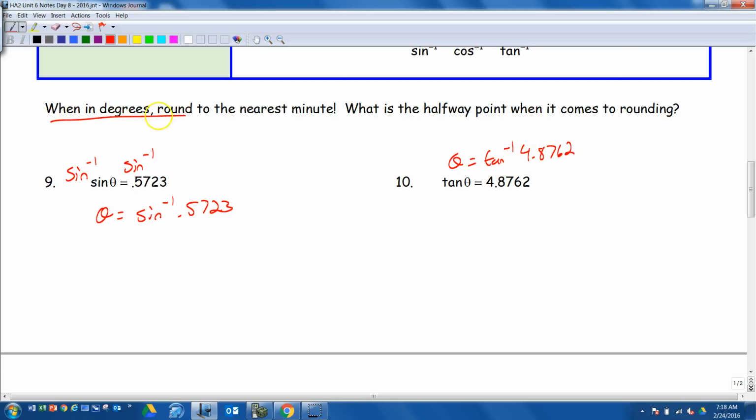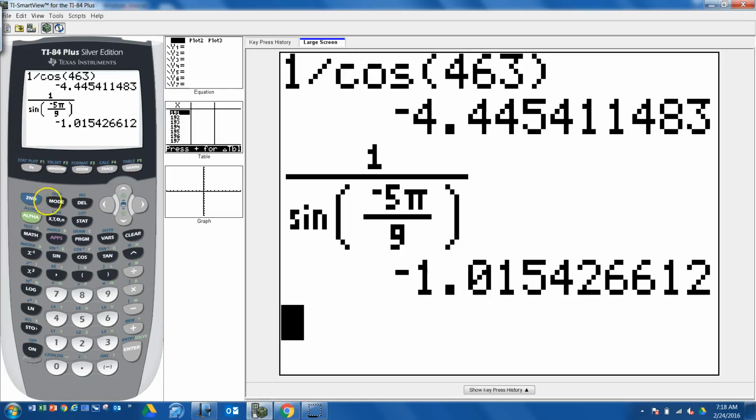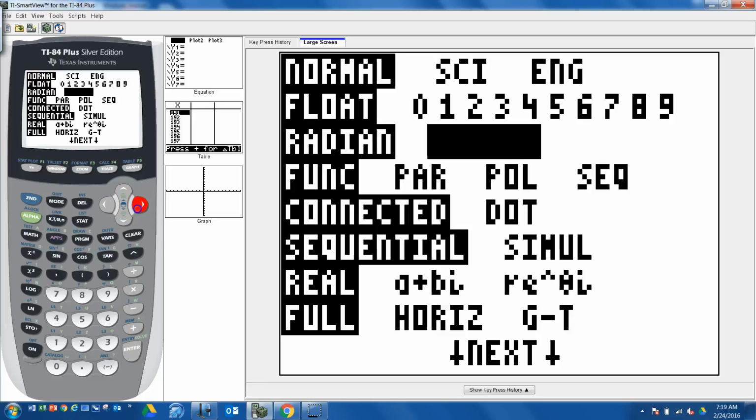So for these, when it says degrees rounded to the nearest minute, we have to go back to our calculator and go to degrees.